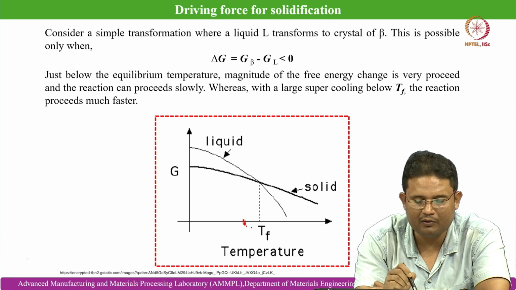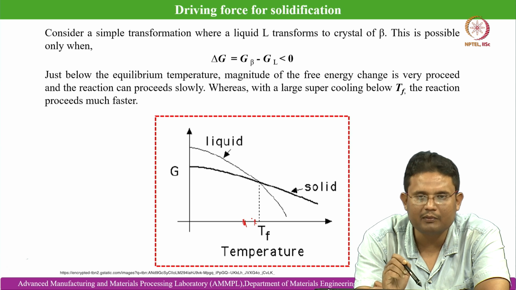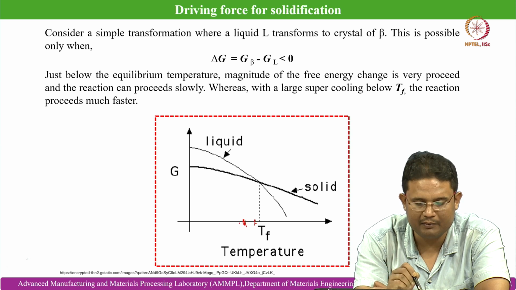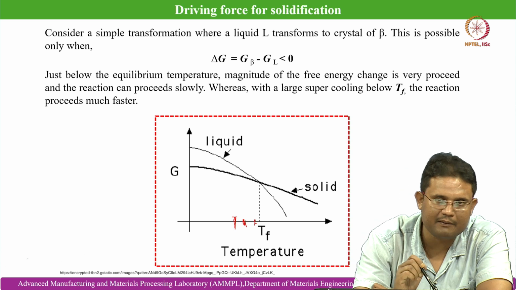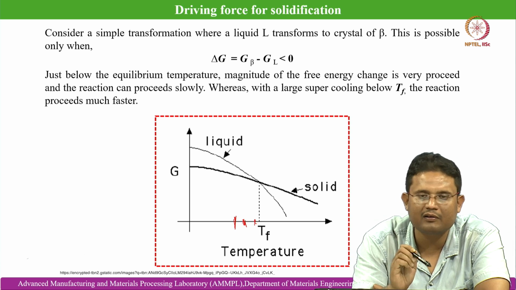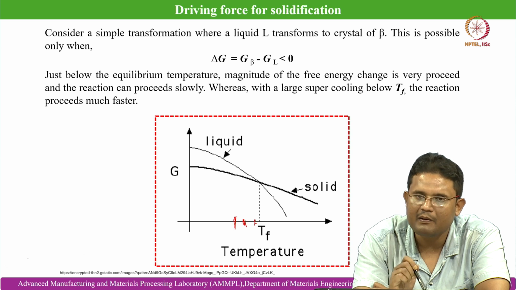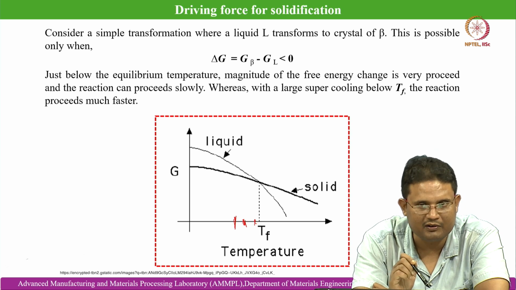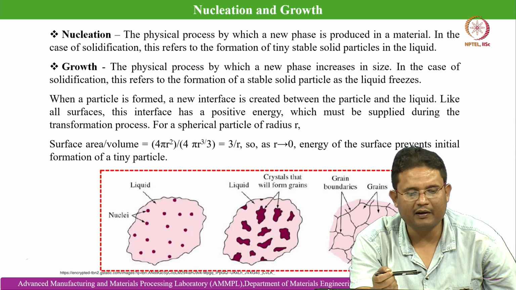So, when we are just here, the transformation rate will be slower, and if a large supercooling is available, that means the temperature of the melt at that given instant is much lesser than the equilibrium fusion temperature, that is Tf, then the transformation will be much faster. We will learn this in the subsequent slides.